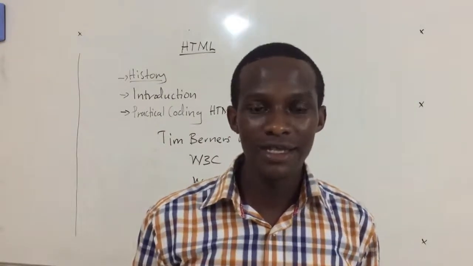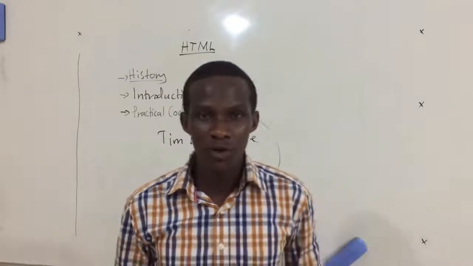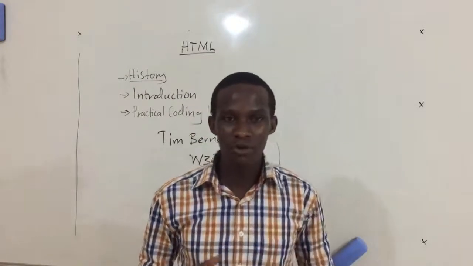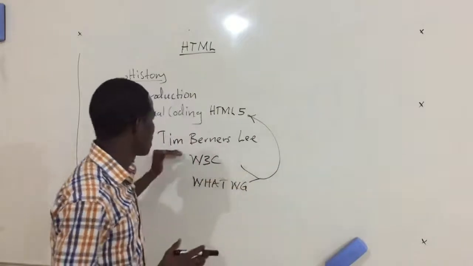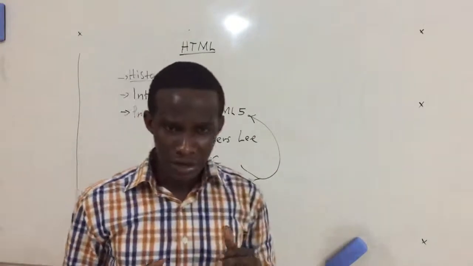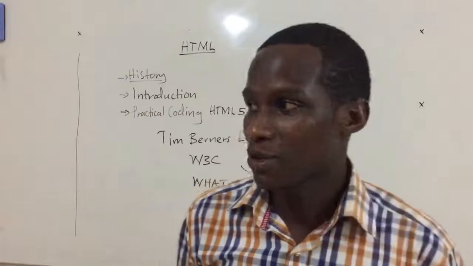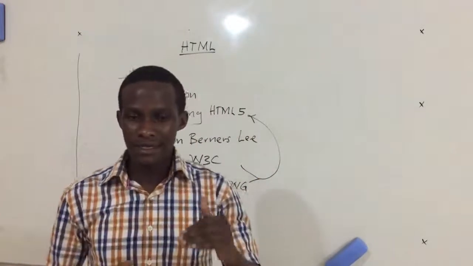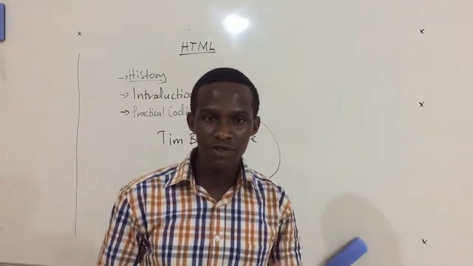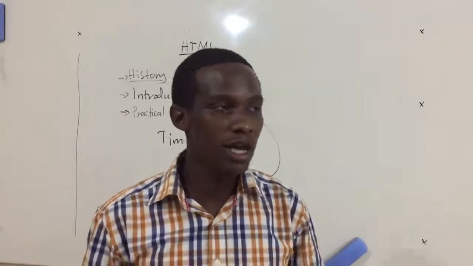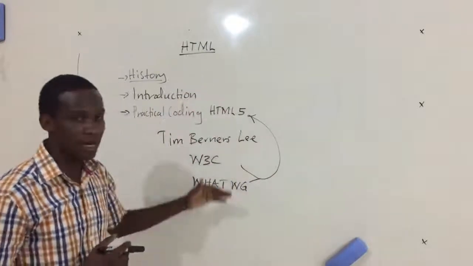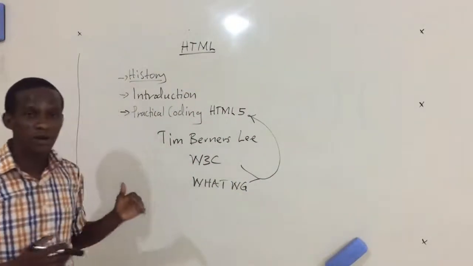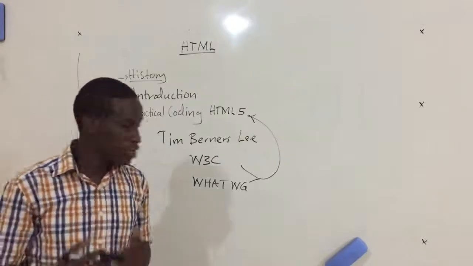We find that in 1989, a great man, you can call him a scientist, a programmer, Tim Berners-Lee, invented www, that is the World Wide Web. And in 1991, this is when he invented HTML. Since then, different versions of HTML have been coming out by different programmers, like HTML+, HTML 2.0, HTML 3.2, and very many versions of HTML.